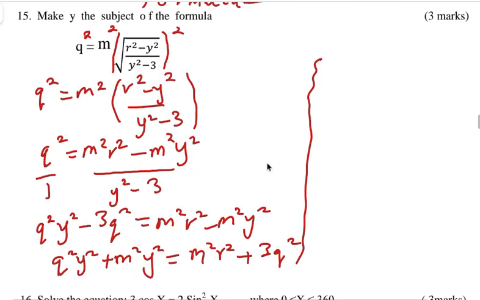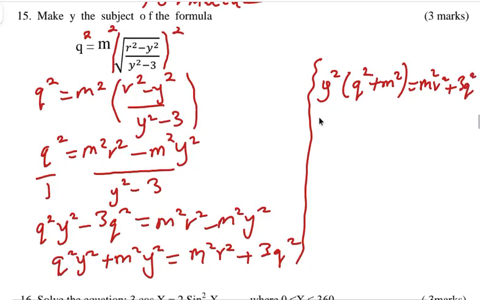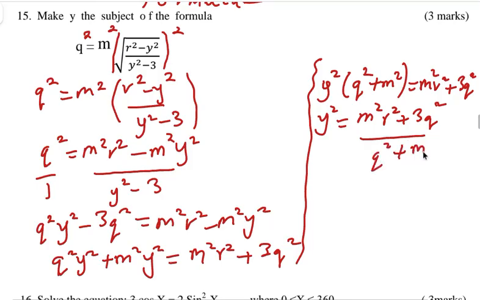The common factor here is y squared, so you will write y squared times q squared plus m squared equal to m squared r squared plus 3q squared. So here you will be left with y squared equal to, divide by q squared plus m squared on both sides, it will be m squared r squared plus 3q squared divided by q squared plus m squared.